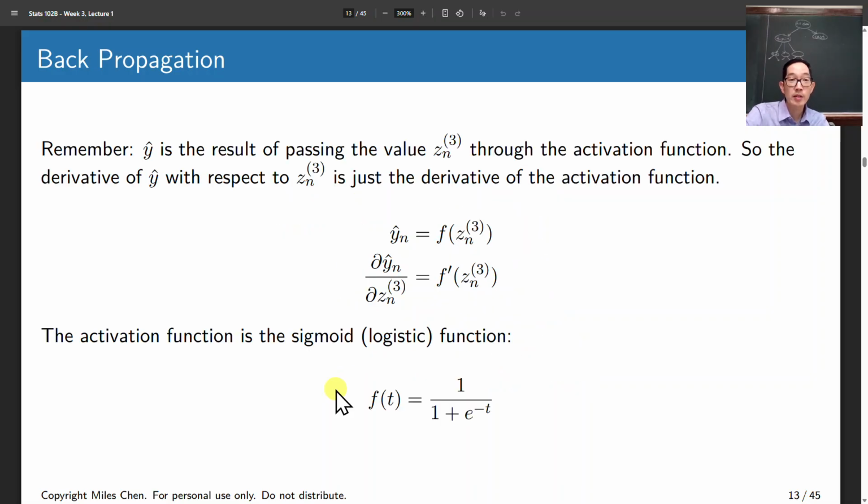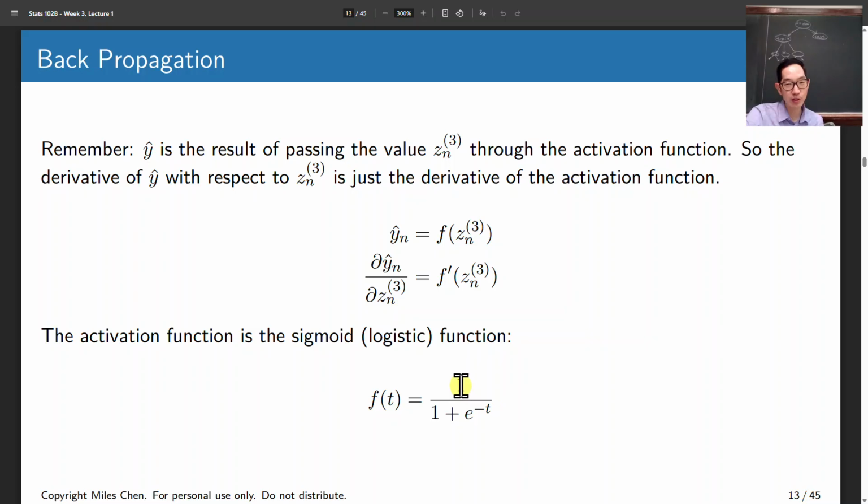What we have is our intermediate value, and then we apply the activation function to this to get our prediction value y hat. So I can ask, what's the derivative of y hat sub n with respect to Z sub n? We can just call this f prime, basically the derivative of our activation function. And then we can ask, well, what is f prime then?